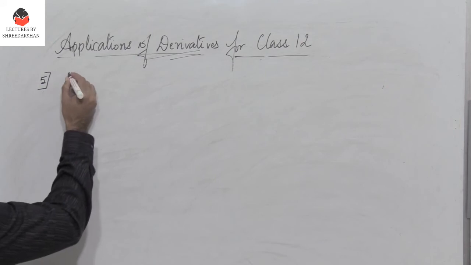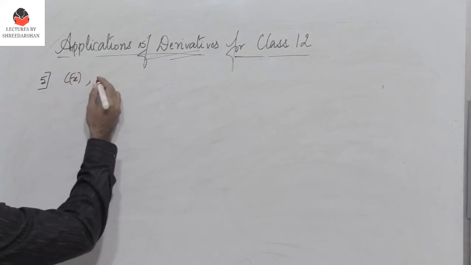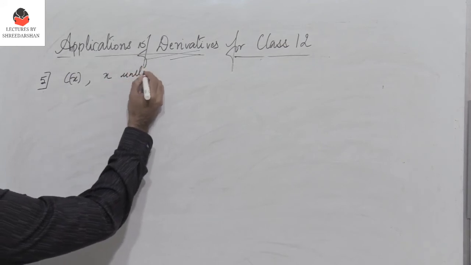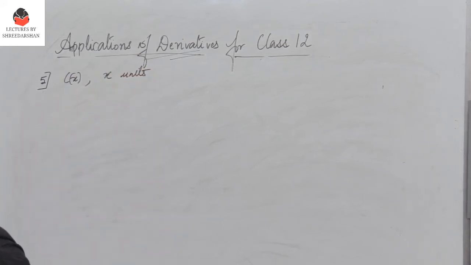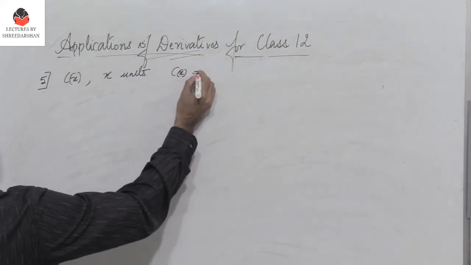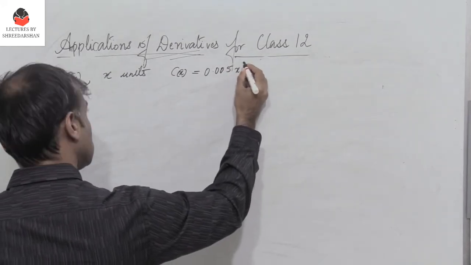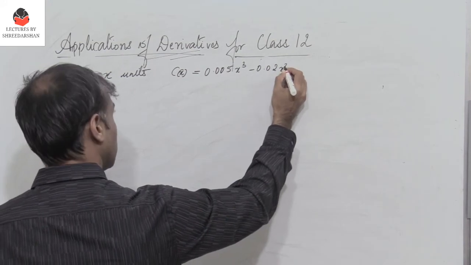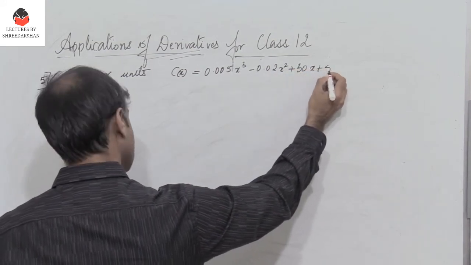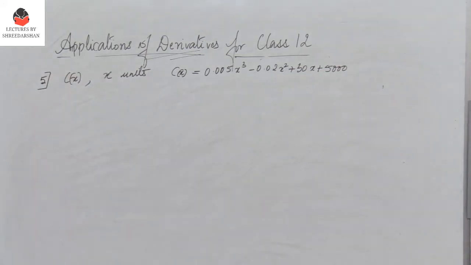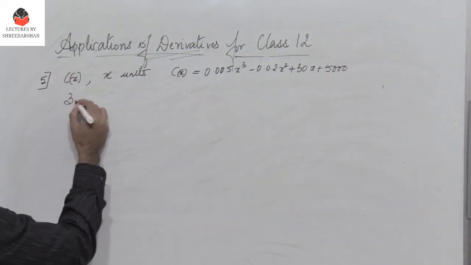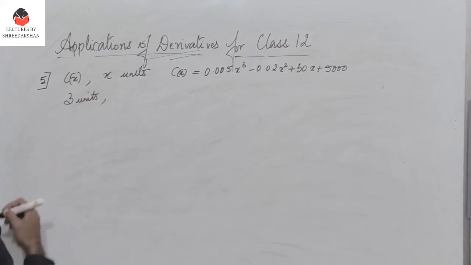The total cost C of x in rupees associated with the production of x units is actually given by C of x. So what is C of x equal to? It is 0.005 x cube minus 0.02 x square plus 30x plus 5000. Right? Find the marginal cost when 3 units are produced, where by marginal cost we mean the instantaneous rate of change of the total cost at any level of output. Right? So what does this mean?